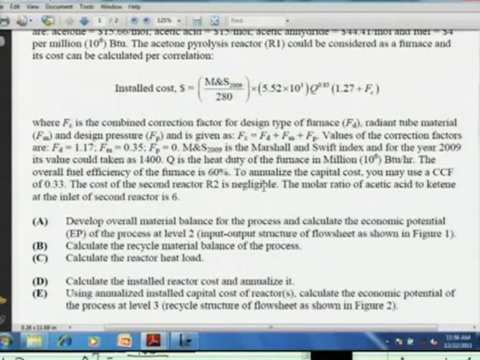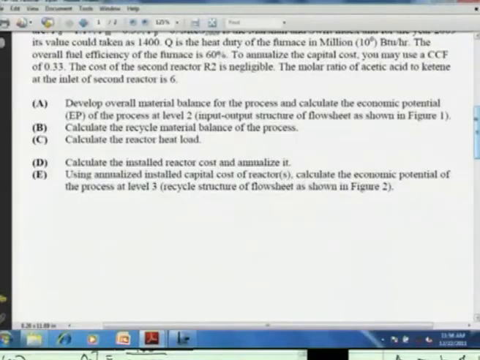The cost of the second reactor is negligible because it is simple addition, okay, so that we do not take into consideration. The molar ratio of acetic acid to ketene at the inlet of second reactor is taken to be 6. We have to answer several questions.